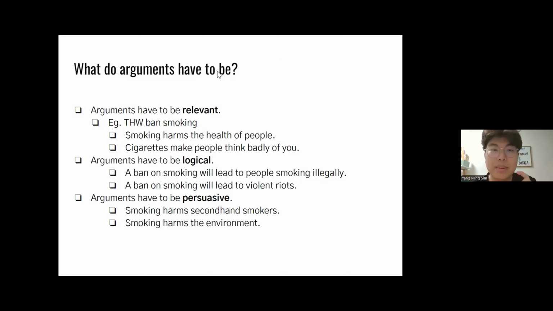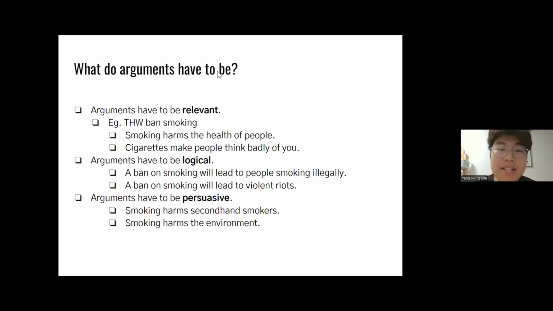Importantly, in debating, the way we debate is by formalizing these thoughts, being able to build an argument out of these thoughts. So arguments have to be three things at least. Let's look at a motion: this house would ban smoking. THW means this house would. It just means that you would ban smoking. We'll go into detail on what motion types are tomorrow in the briefing as well.